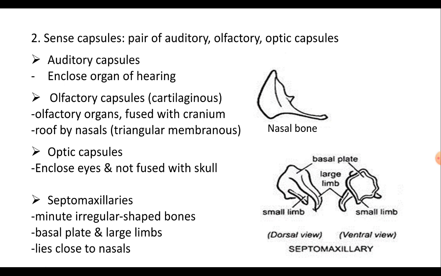Coming to the olfactory capsules. The olfactory capsules are cartilaginous in nature. They enclose the organs of smell, and these are firmly fused with the cranium, and they are mainly made up of cartilage, and that is why they are cartilaginous in nature.